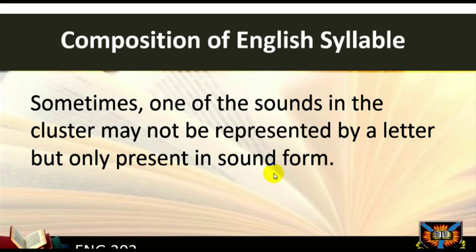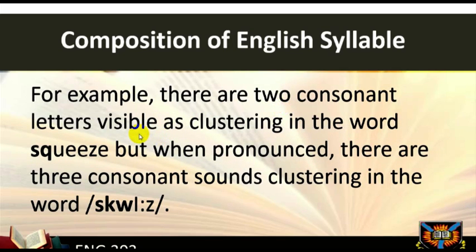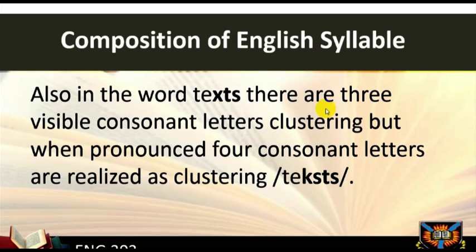form. For example, there are 2 consonant letters visible as clustering in the word squeeze, but when pronounced, there are 3 consonant sounds clustering in the word skew. Also in the word text, there are 3 visible consonant letters clustering, but when pronounced, 4 consonant letters are realized as clustering in text. We also have some 3-letter consonant clusters that are produced as 2 sound consonant clusters.